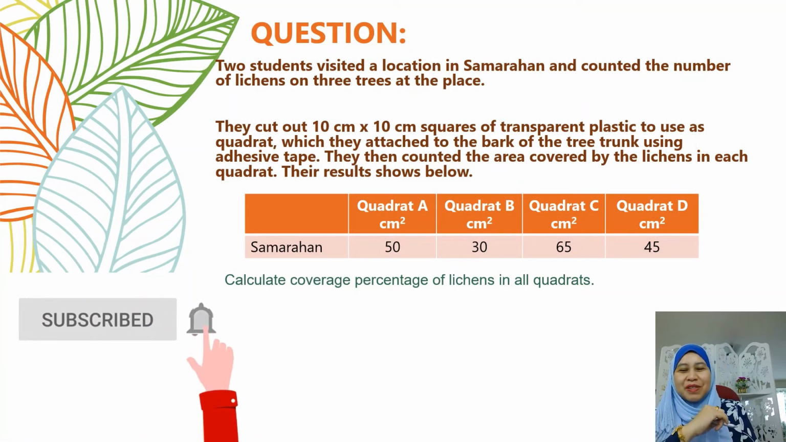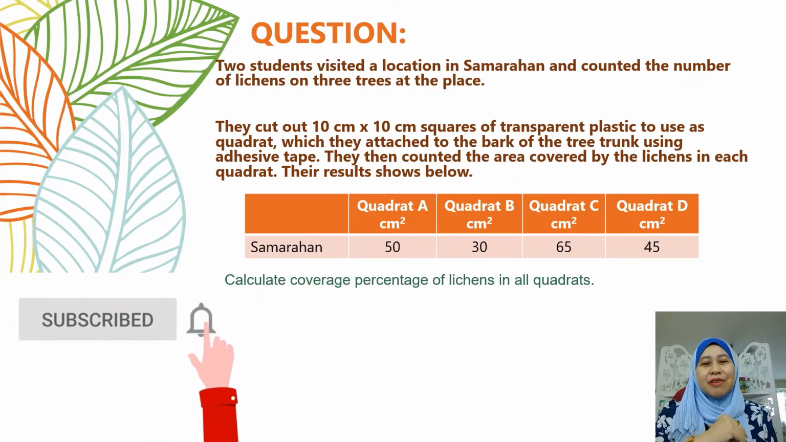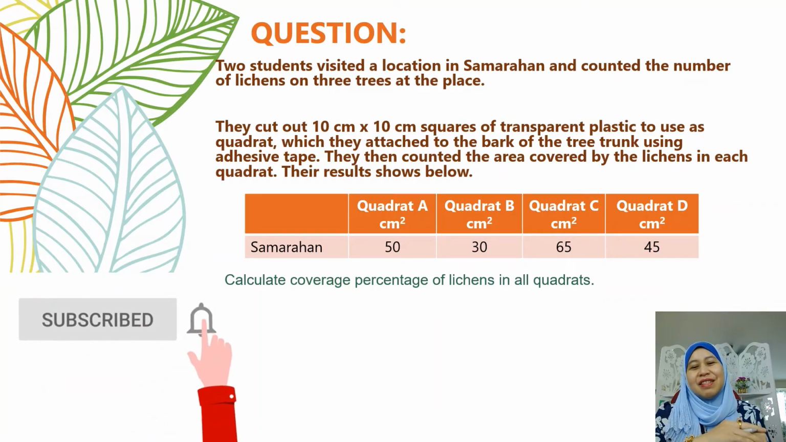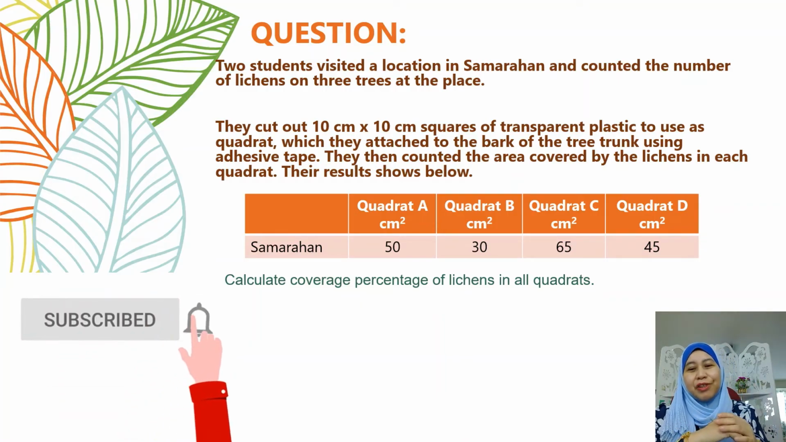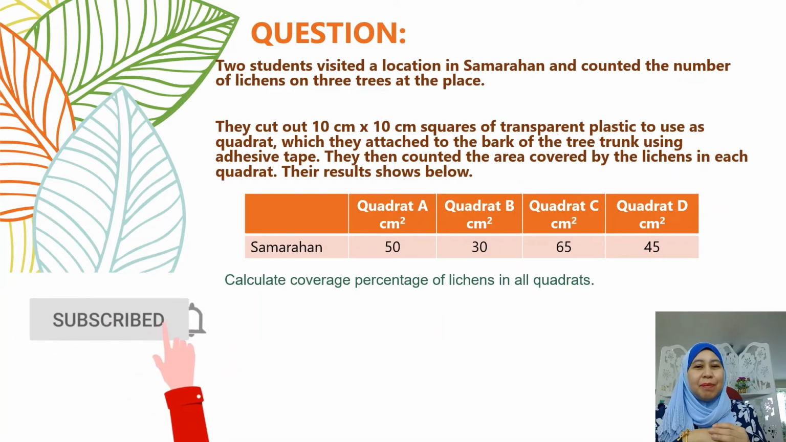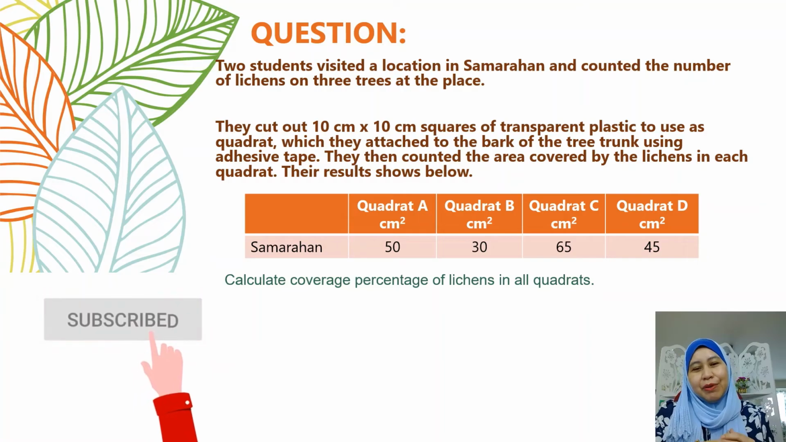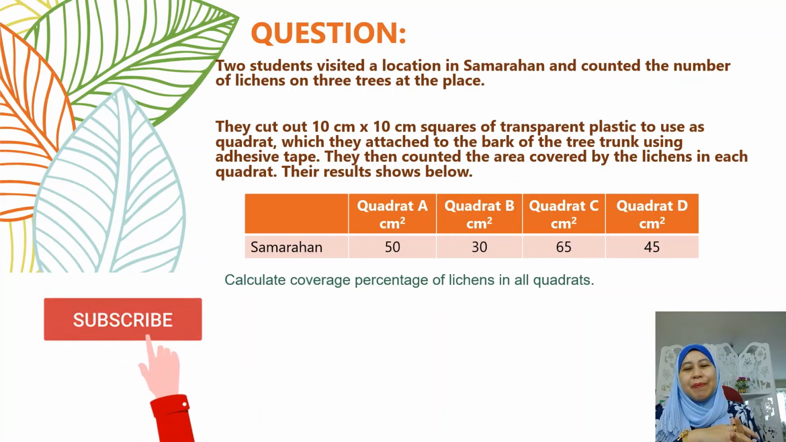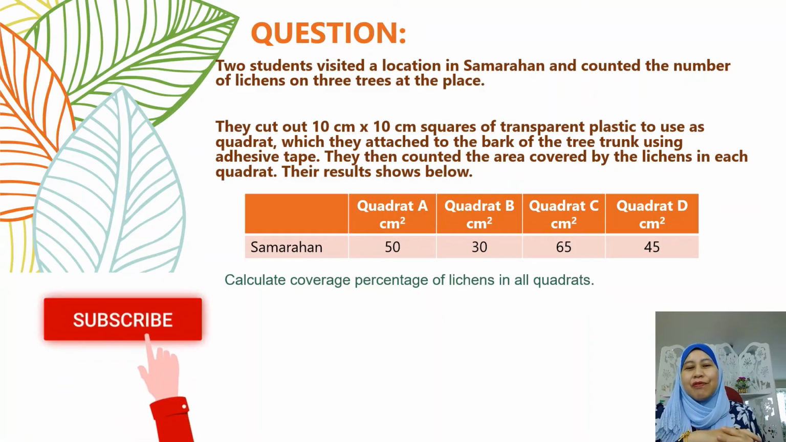Okay, revision question. 2 students visited a location in Samarahan and counted the number of lichens on 3 trees at that place. They cut out the 10 cm times 10 cm square of transparent plastic to use as quadrat, which they attach at the bark of the tree trunk using adhesive tape. Then they count the area covered by the lichen in each of the quadrats, and the results are as shown. Quadrat A you have 50 cm square, quadrat B you have 30 cm square, quadrat C you have 65 cm square, and quadrat D you have 45 cm square.